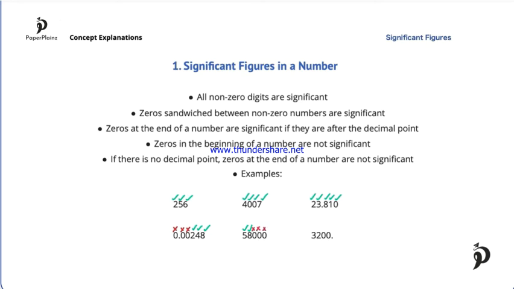There is a way to show that these trailing zeros are significant, which you see in 3200., as it has a decimal point at the end, even though there are no numbers after the decimal point. So here, 3 and 2 are of course significant, and because of the decimal point, the 2 zeros are also significant. This notation is rarely used, so there is no need to worry about it too much.